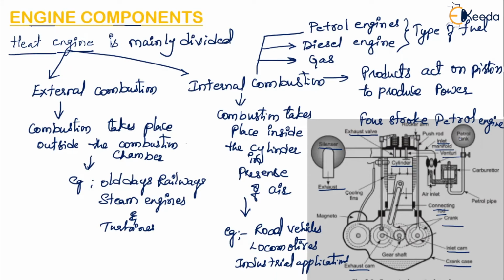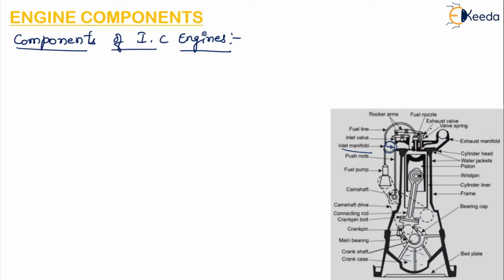There is a venturi. You can see there is a petrol tank and a carburetor. This is the petrol pipe. And here there is a space for air inlet. Okay, this is a rocker arm which is provided. Okay, so these are different components of the petrol engine. We will see the components of diesel engine also.